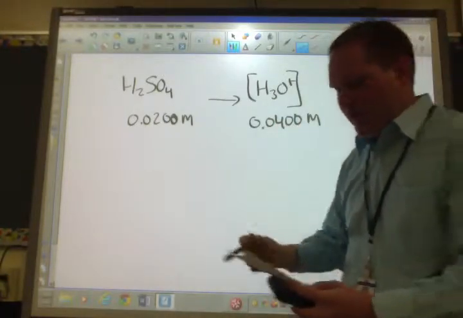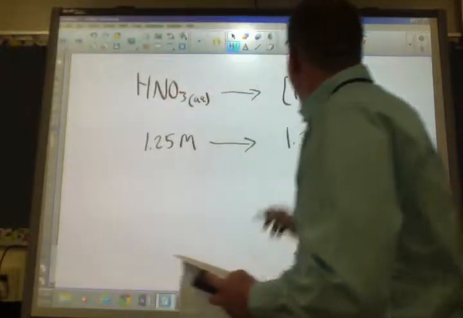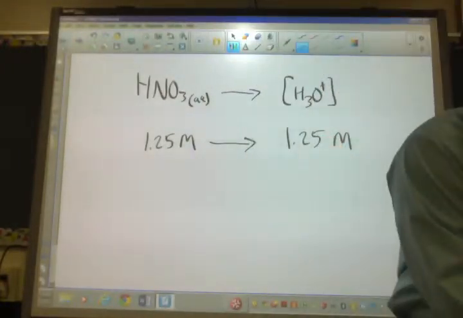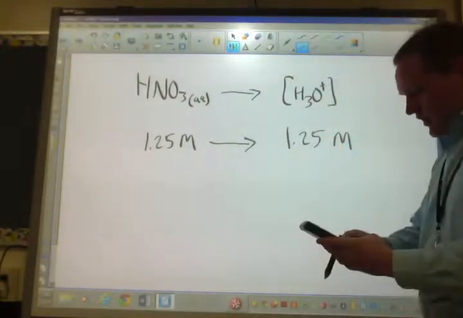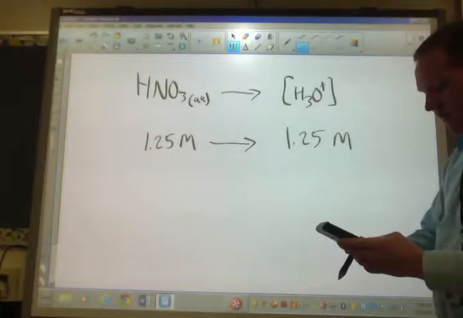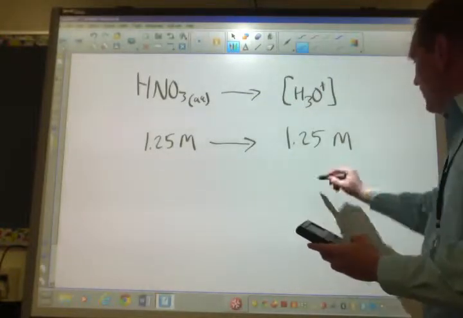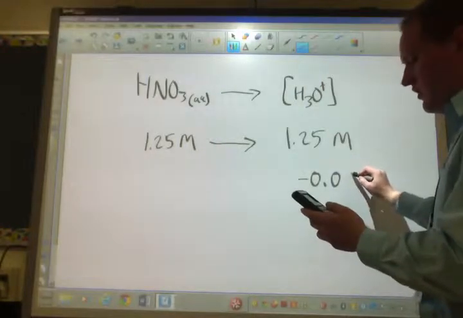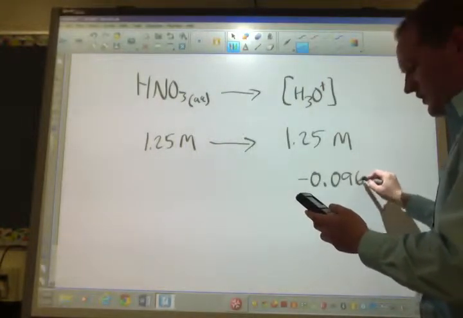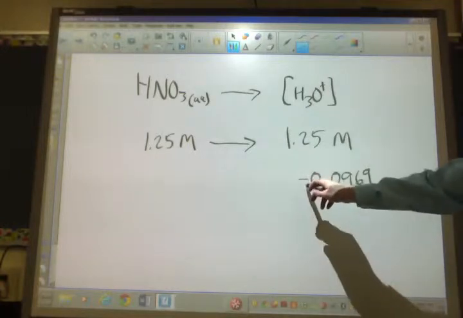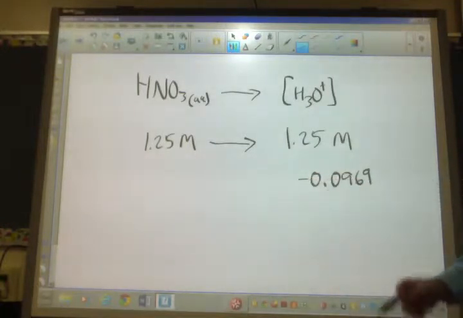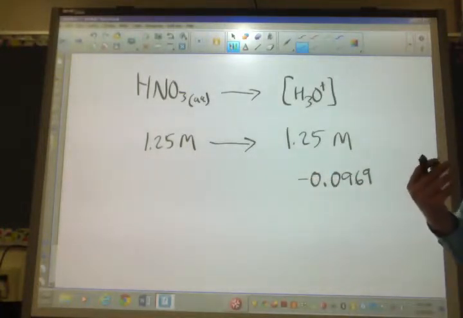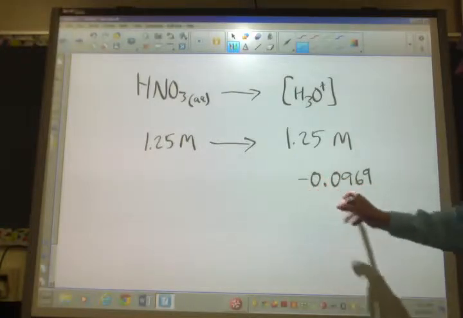I just realized in number 8 we forgot to actually find pH. Well, if that's my concentration, negative log of this is negative 0.0969. And that's not a typo, this is actually a negative pH. For very concentrated strong acids, you can get a negative pH.